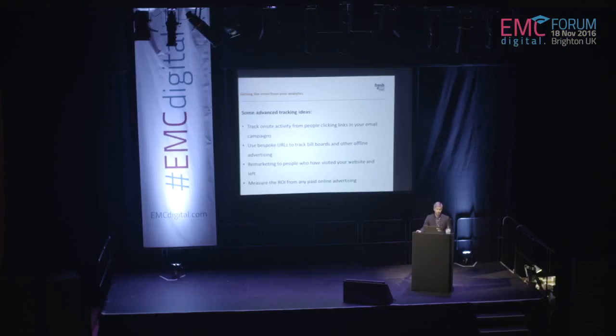And then finally, in terms of analytics, I just want to touch very briefly on a few perhaps slightly more advanced tracking ideas. The first one is that ideally you should be tagging links within any emails you send out to track on-site activity from people coming from your email campaigns. Tools like MailChimp will be able to tell you who's opened your email, but it won't be able to tell you whether they've gone on to complete a goal on your website or whether they spent 5 minutes on your website, for example. So if you tie the two together, you'll be able to get a much better idea of whether your email campaigns are working or not.